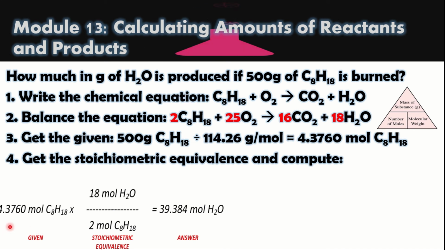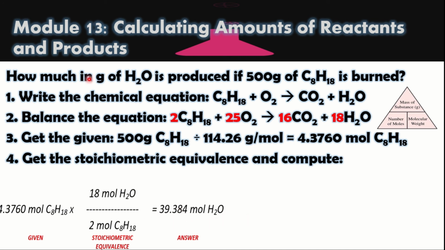Next is to get the stoichiometric equivalence and then compute. Our given is 4.376 moles of octane. The substances involved here are octane and water. So the stoichiometric equivalence is 2 moles of octane is stoichiometrically equivalent to 18 moles of water. These are the two we will use. Arrange that so that the denominator has the same unit as the given so they cancel. So 4.376 moles divided by 2 moles times 18. Cancel moles of octane, you will have 39.384 moles of water.